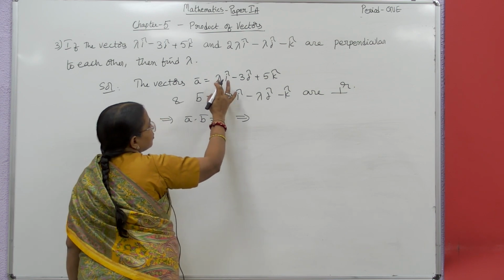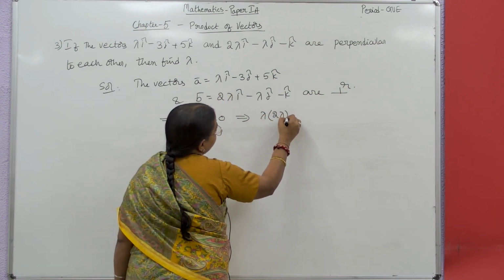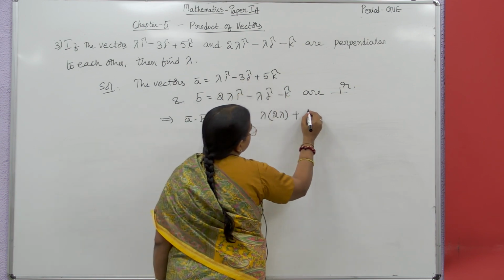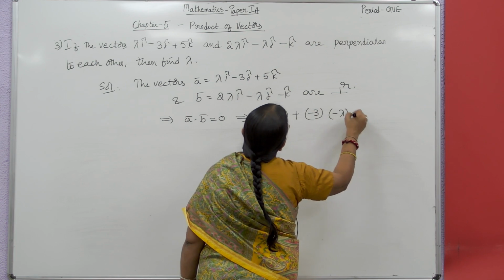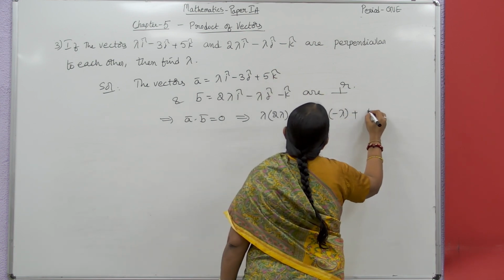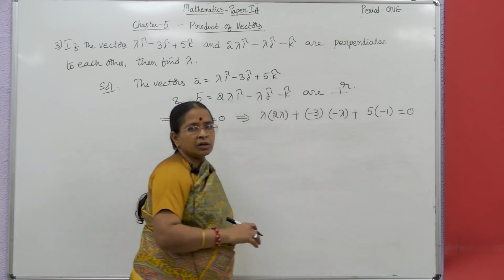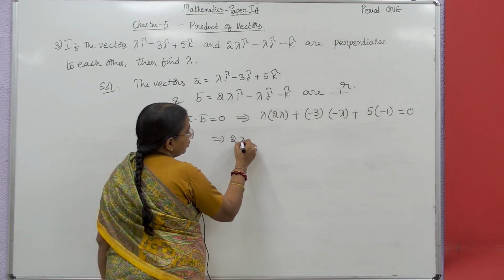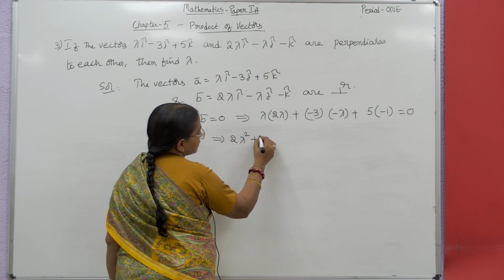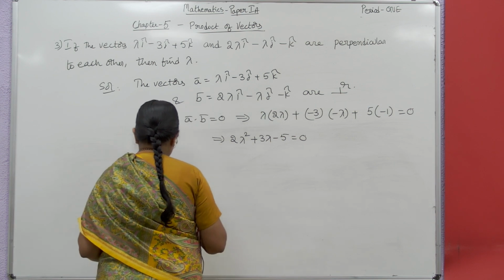Now what is A dot B? A1 B1. So lambda into 2 lambda plus A2 B2. That means minus 3 into minus lambda plus A3 B3. So 5 into minus 1 is equal to 0. Just solve this equation and find the values of lambda. So you are getting 2 lambda square plus 3 lambda minus 5 is equal to 0.